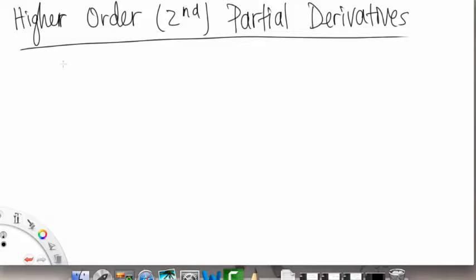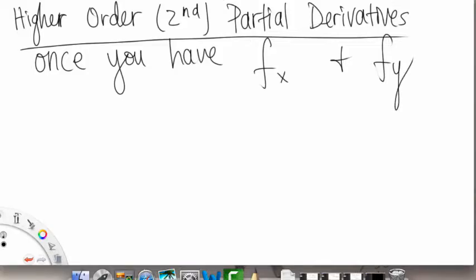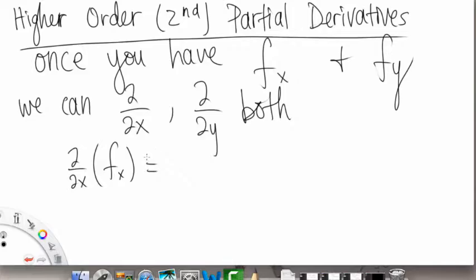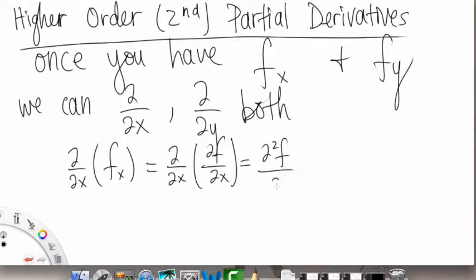So first of all, now we know how to calculate our f sub x and f sub y. Once you have our f sub x and f sub y, we can take the partials with respect to each variable again. We can partial both of them. So what that would look like is if we take the partial with respect to x of f sub x, that's going to be equal to dx of dx, which is the same thing as the second derivative, basically, right? So this is going to be d squared f dx squared, which is f sub x sub x.